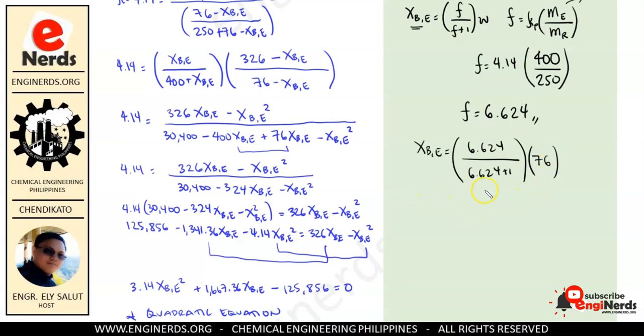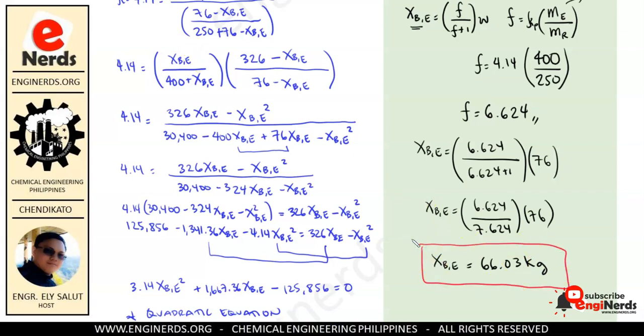Now let us try to solve this, no? So we'll have here XBE is equal to 6.624 over 7.624 times 76, and this is equal to XBE is equal to 66.03 kilograms. So this is our final answer here.